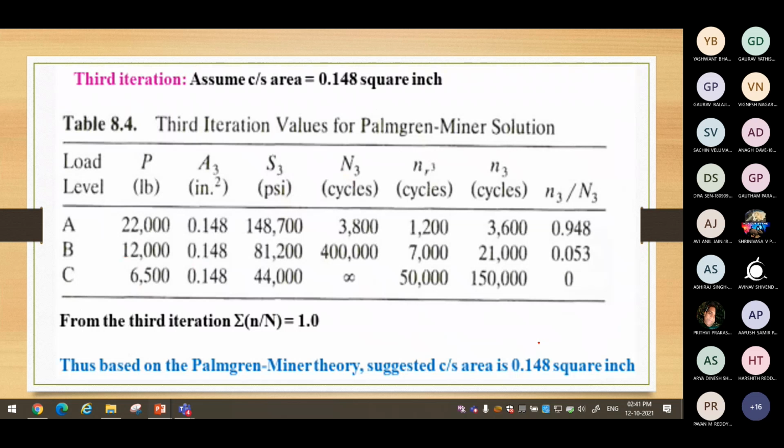Okay. He will go for the third iteration, and now consider the cross sectional area a little bit further reduced, 0.148 inches. With this, you do the same calculations, determine the number of cycles, etc. You can see here now 3800 cycles you will get if you operate at 148,700 psi stress. 3800 is the only cycle, and altogether you are applying 3600 cycles. Remaining damage left is only for the 200 cycles.